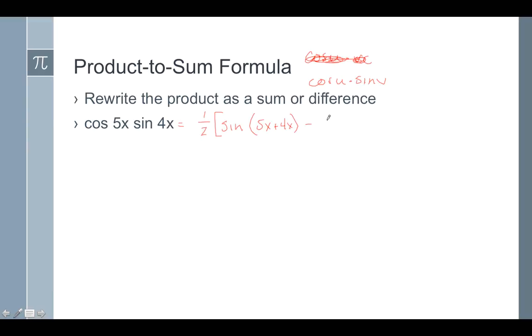minus the sine of the first angle minus the second angle. And then all we have to do is simplify this. We get 1/2 times the sine of 9x minus the sine of, oh, that was supposed to be a 4x. Gosh darn it. Minus the sine of x.